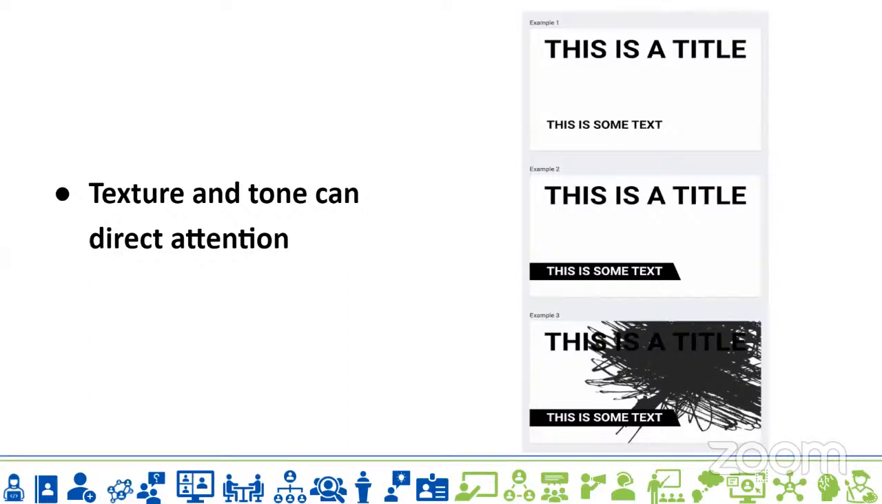Now, in the last example, the scribble on the background actually conflicts with the title text, making it hard to read or recognize. So this makes the text below stand out even more prominently. So this is what texture and tone does. It directs the attention of the users, and all of that.